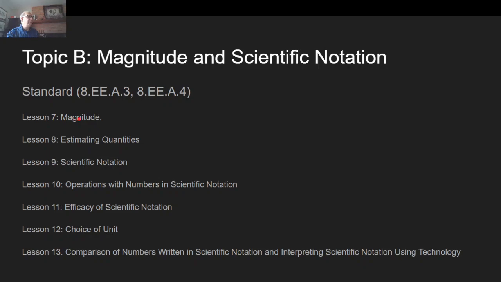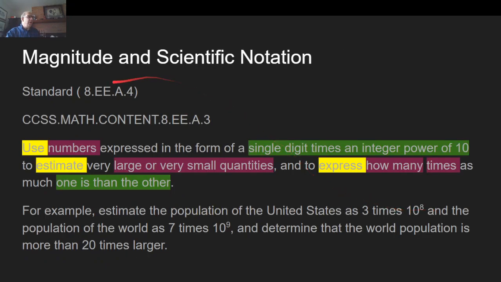Topic B: magnitude, estimating quantities, scientific notation, operations of numbers in scientific notation, efficiency of scientific notation, the choice of units, and comparing numbers written in scientific notation and interpreting scientific notation using technology. All right. And that is going to be these standards: use, estimate, and express. What are we expressing? Numbers with large or small quantities and how many times they are, as single digits times an integer power of 10, or one is more than the other.